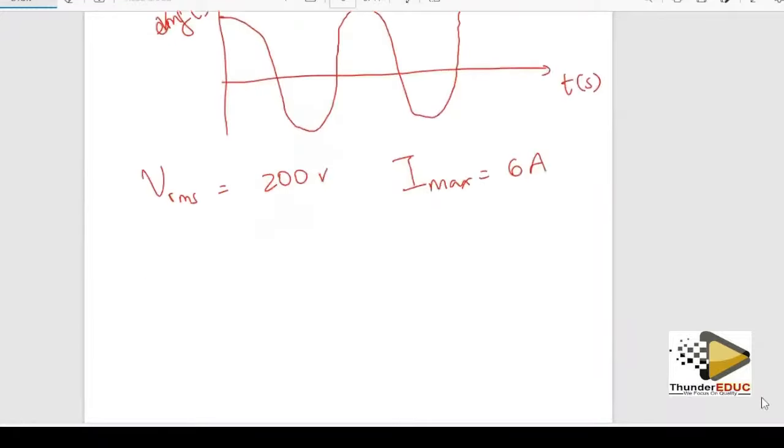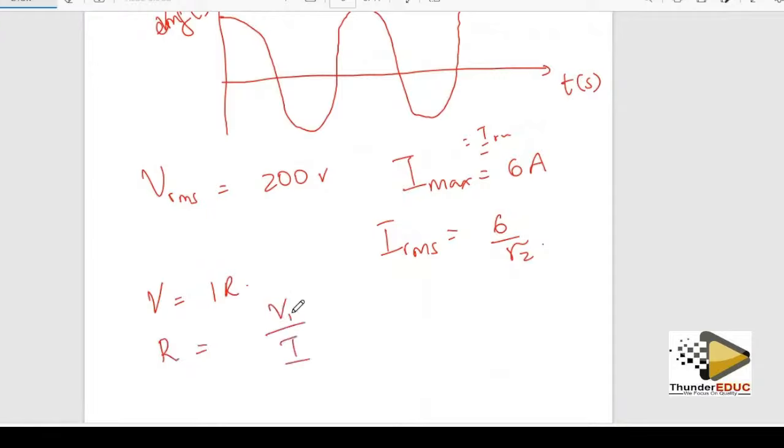Before we get the resistance, I need to change this maximum current to the root mean square current. So I RMS is going to be 6 over root 2, since we know that I max is the same as I RMS times root 2. Then from Ohm's law, V is equal to IR. Since I'm looking for resistance, it's the voltage over the current, so it's V RMS over I RMS. So 200 divided by 6 over root 2.